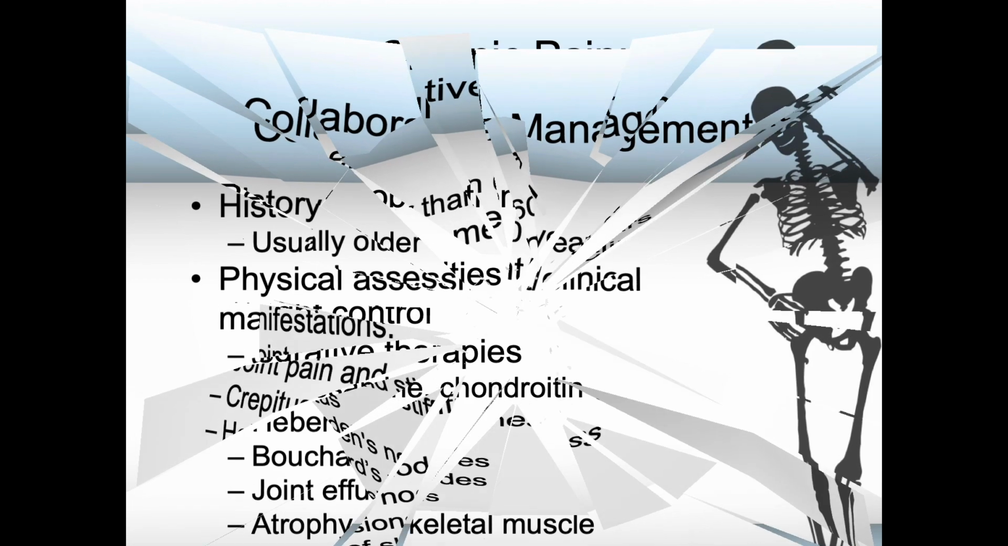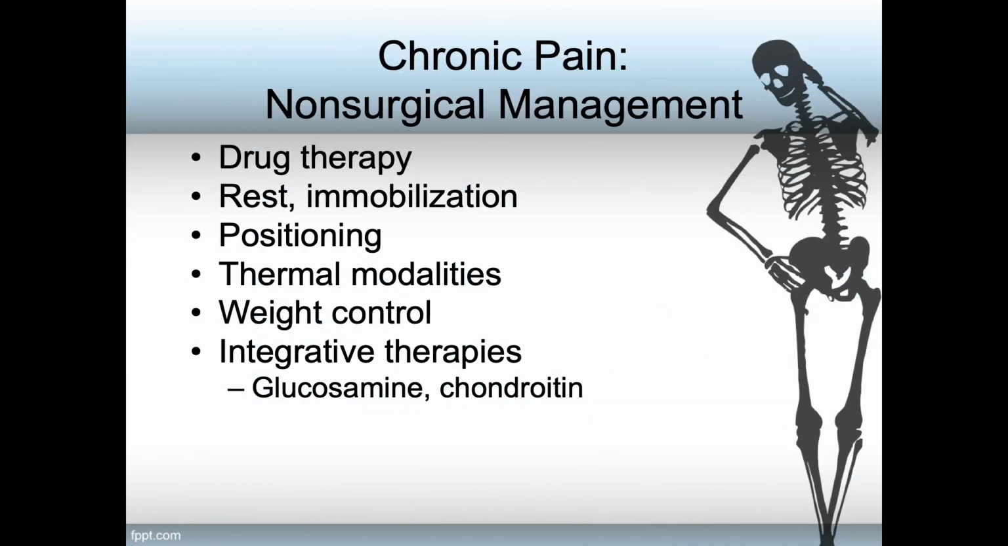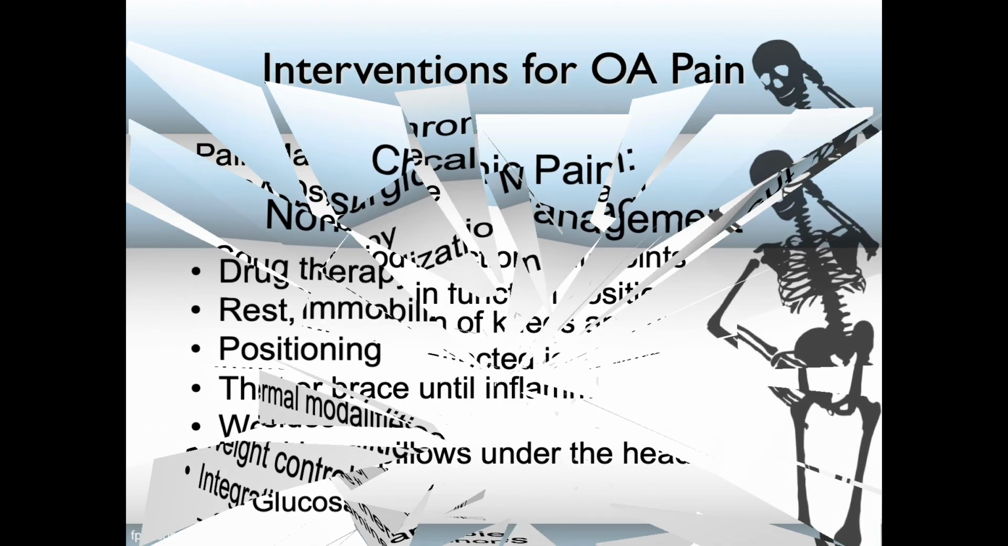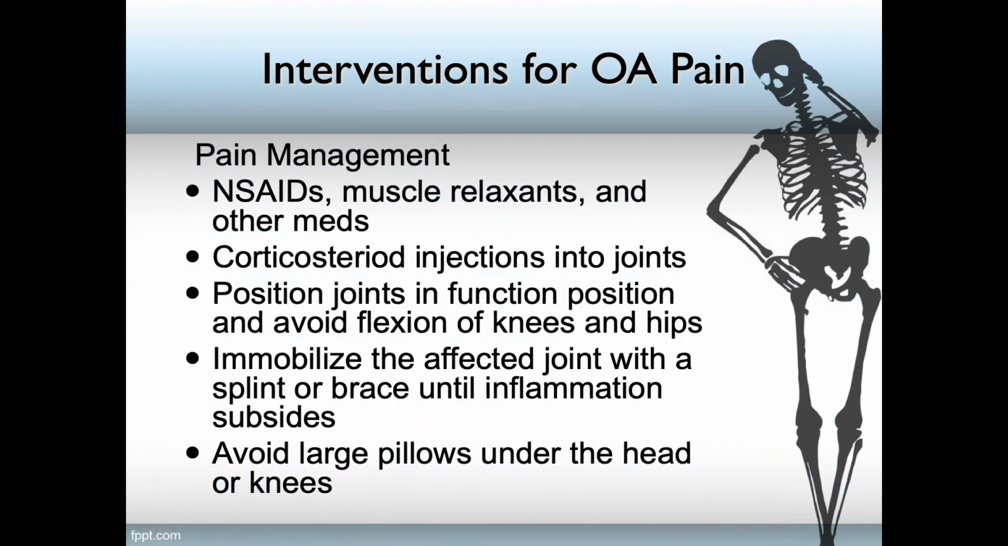Non-surgical management includes the treatment of the chronic pain by drug therapy, rest, immobilization, positioning, thermal modalities including hot and cold packs, decreasing weight, particularly if the patient is complaining of pain in the knees, and integrative therapies including but not limited to supplements such as glucosamine and chondroitin. Interventions for OA pain include NSAIDs, muscle relaxants, and other meds. There can be corticosteroid injections into the joints.